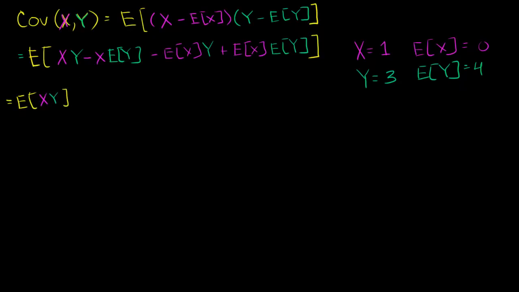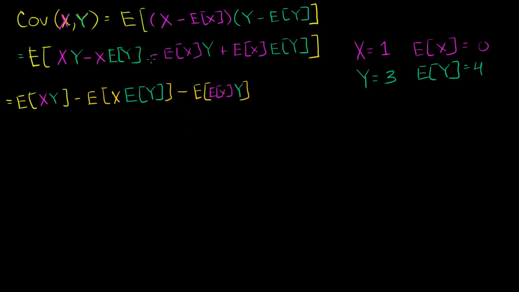So then we're going to have minus the expected value of x times the expected value of y. Stay with the right colors. Then you're going to have minus the expected value of this thing, I'll close the parentheses, of this thing right over here, expected value of x times y.